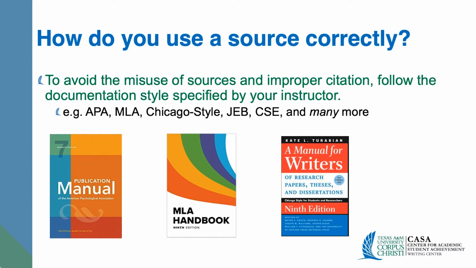How else can you check if you've used your source correctly? Well, go to your manuals. APA is in its 7th edition. MLA just released its 9th edition. Turabian is in its 9th edition. Chicago is in its 17th. Just check with the sources. Most of the websites for these citation styles are actually pretty easy to navigate.